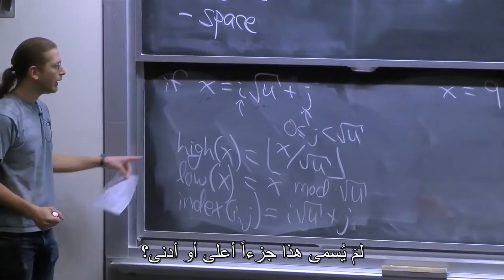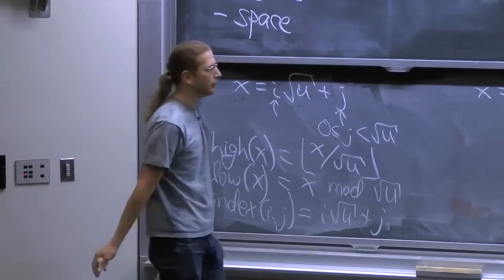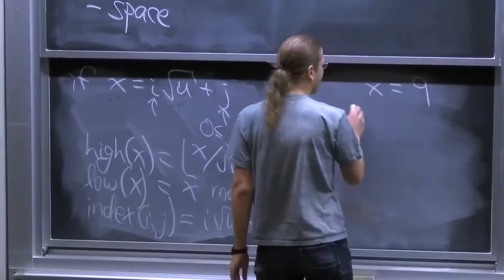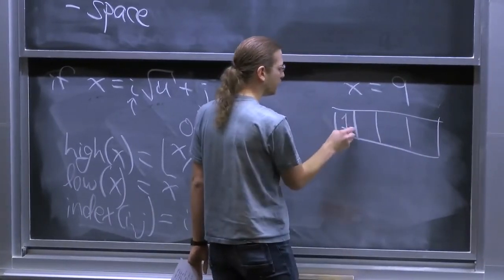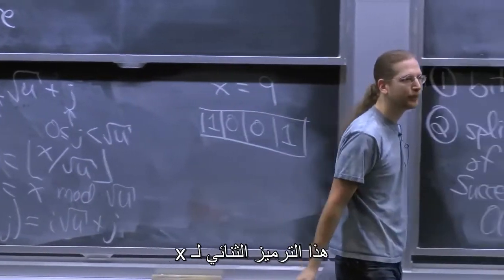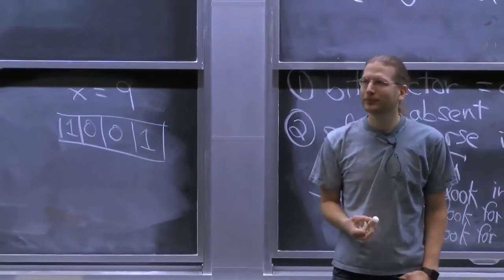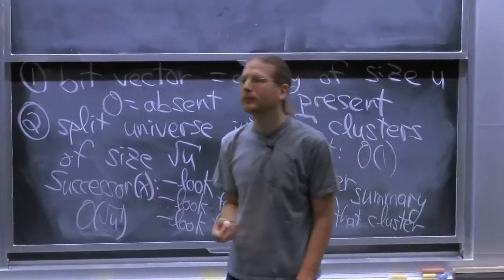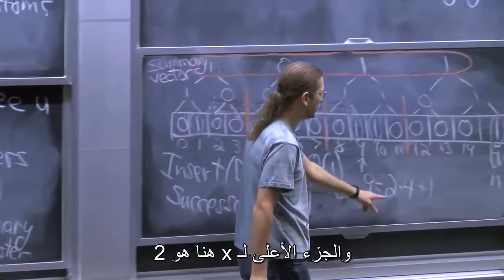Now, why do I call these high and low? I'll give you a hint. Here's the binary representation of x. In this case, high of x is 2, and low of x is 1.